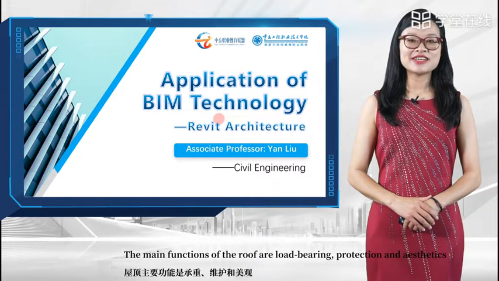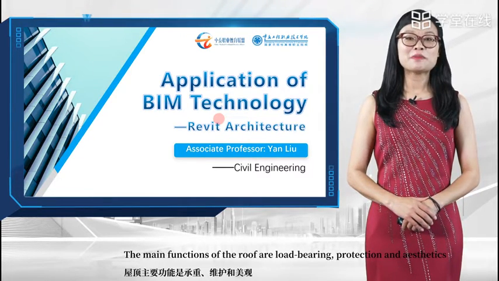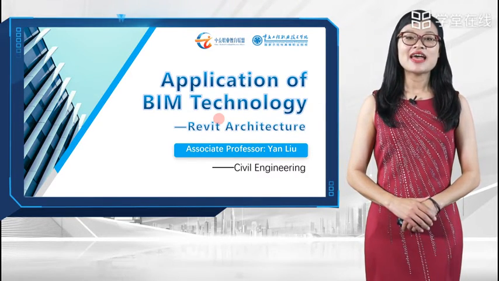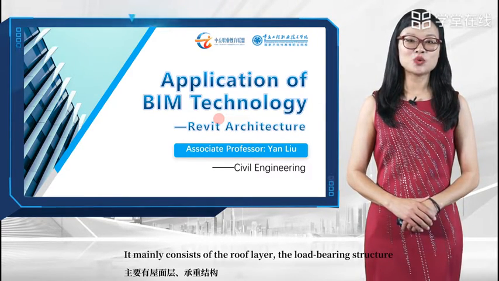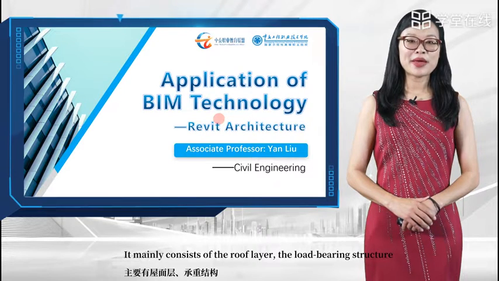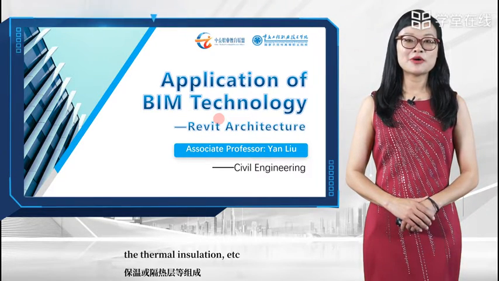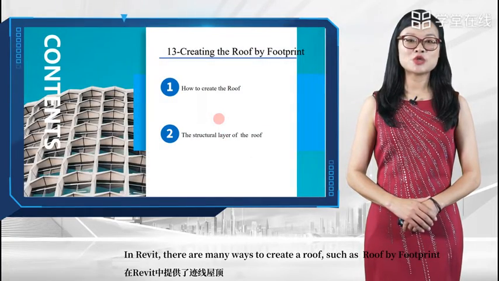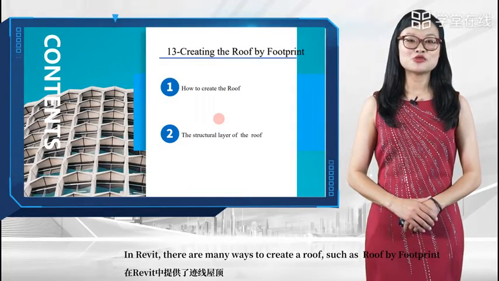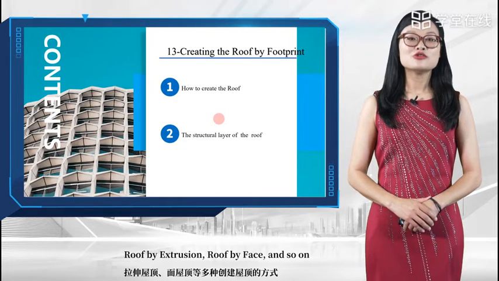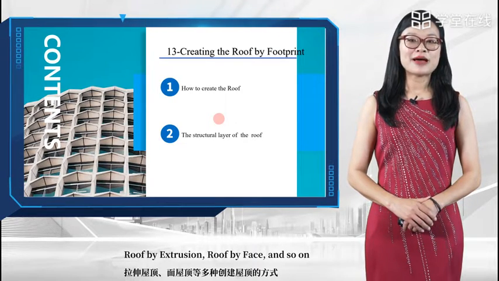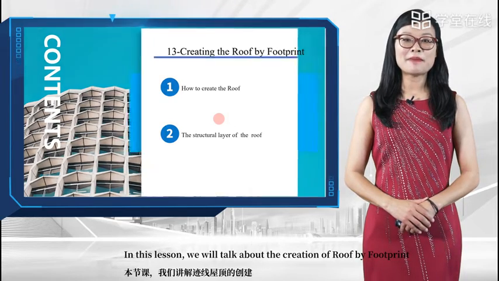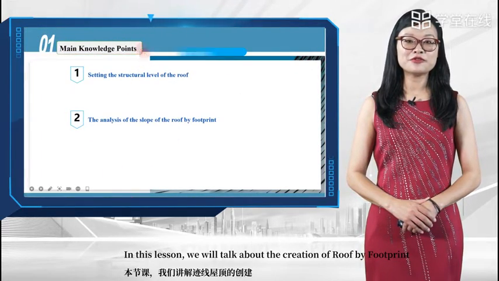The main functions of the roof are load-bearing, protection, and aesthetics. It mainly consists of the roof layer, the load-bearing structure, and the thermal insulation. In Revit, there are many ways to create a roof, such as roof by footprint, roof by extrusion, roof by face, and so on. In this lesson, we will talk about the creation of roof by footprint.